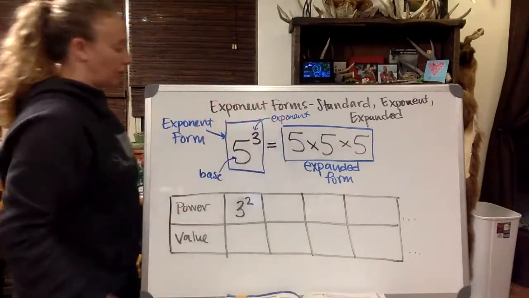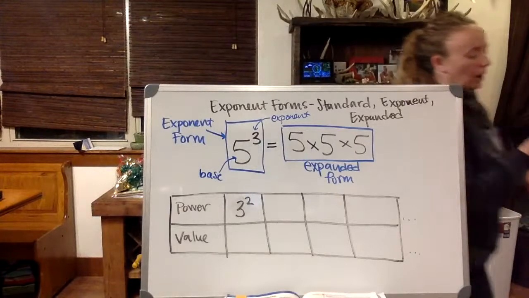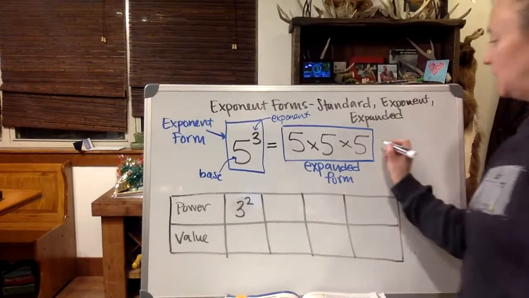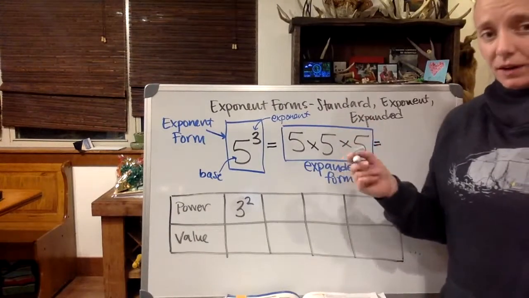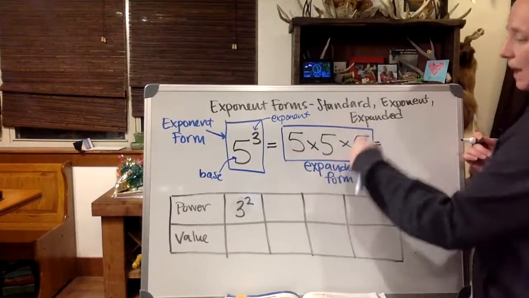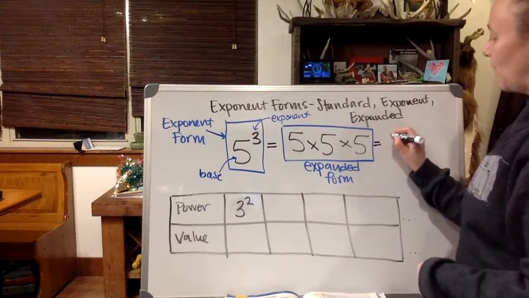So that's expanded form. Our last form of exponents is actually not going to look like an exponent because it's considered standard form. It's essentially us doing the math that's here. So 5 times 5 times 5.